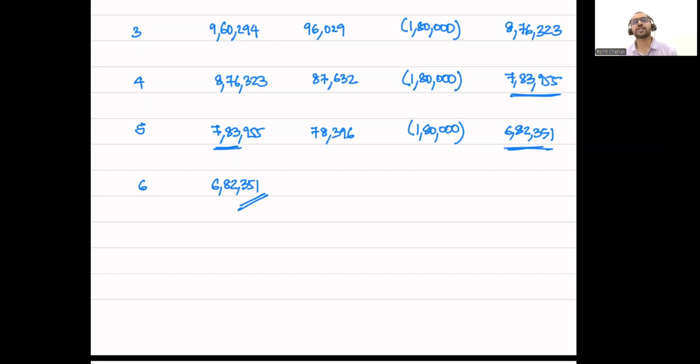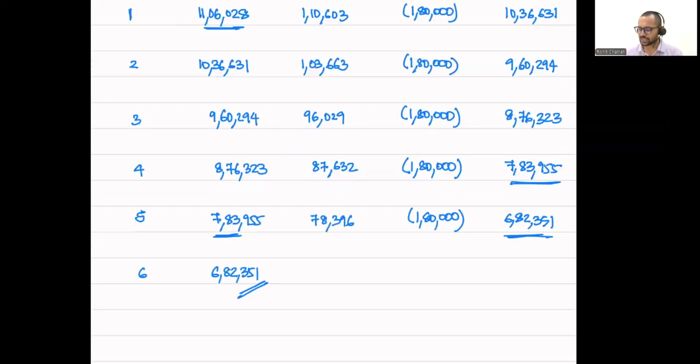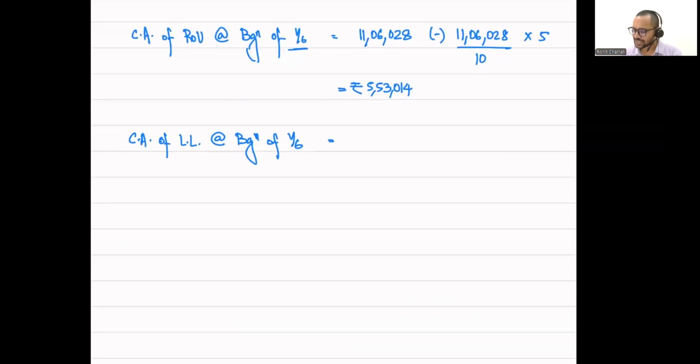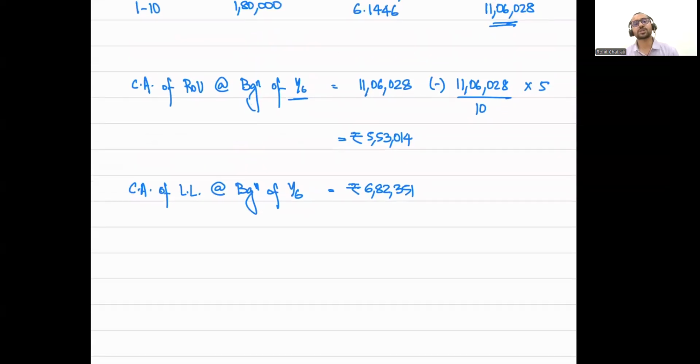All right, at the beginning of year 6, the lessee and the lessor are actually modifying the lease contract. So our objective over here was to calculate the carrying amount at the beginning of year 6. The carrying amount of the lease liability at the beginning of year 6 is 6,82,351. ROU asset was 5,53,014. Lease liability was 6,82,351.